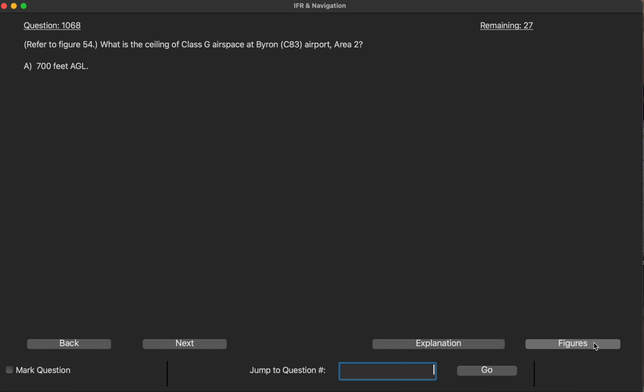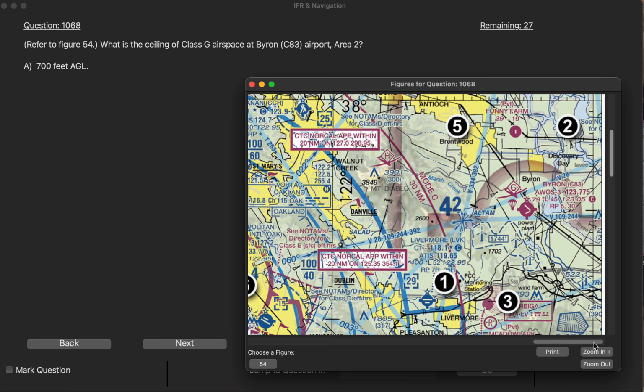Refer to figure 54. Area 2 again. What is the ceiling of the Class Golf airspace at Byron Airport? So again, here's our Byron, and it's within the shaded magenta, fuzzy magenta. So it's going to be 700 feet AGL.